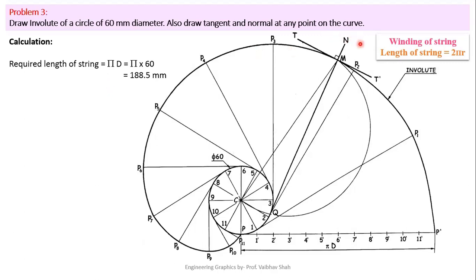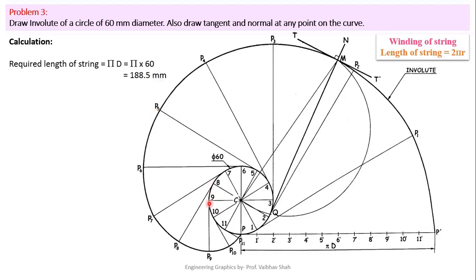So our assumptions are the same. We are taking winding of string, so we'll be winding this string around this circle. Second, the length of the string would be exactly equal to the circumferential length of your circle, which is nothing but 2 pi r, or you can say pi d. So let us first find out the required length of string, which is equal to pi d. Here the diameter is given as 60 mm, so we'll have 188.5 mm as the length of your string.